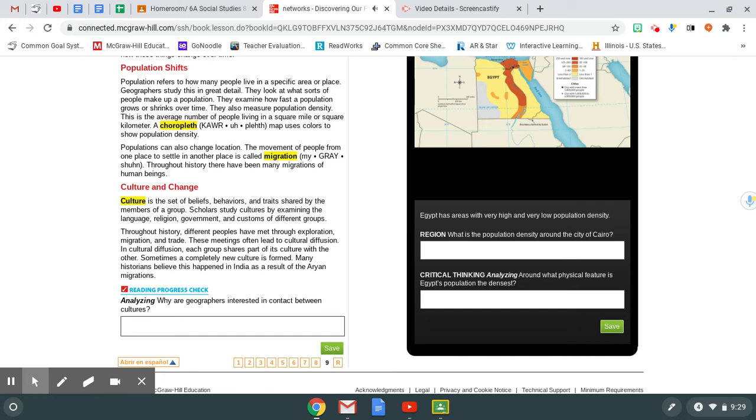Throughout history, different peoples have met through exploration, migration, and trade. These meetings often lead to cultural diffusion. In cultural diffusion, each group shares part of its culture with the other. Sometimes a completely new culture is formed. Many historians believe this happened in India as a result of the Aryan migrations.